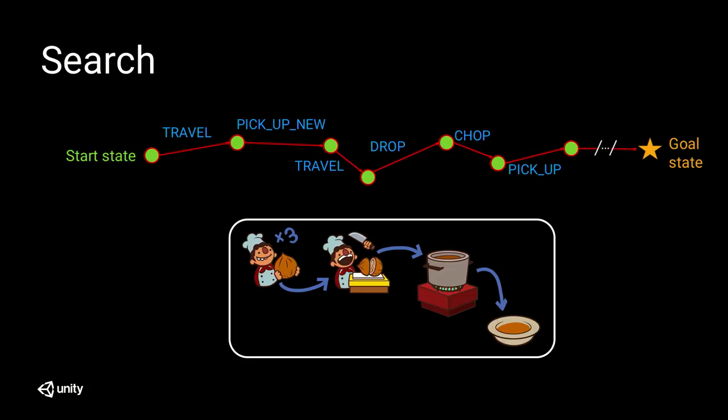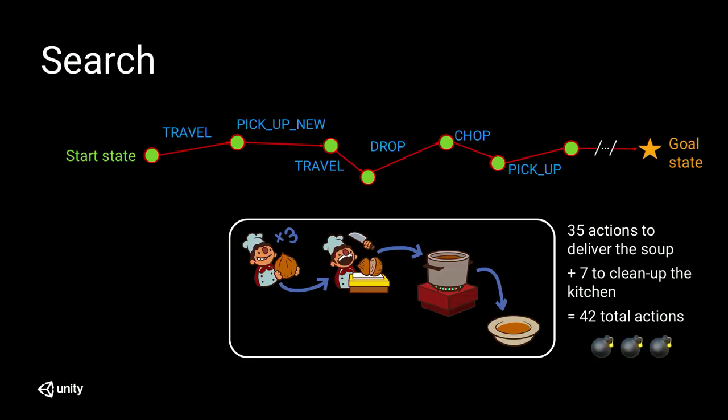And if you were to represent the game this way, you would end up with about 35 actions required to make soup and to deliver it. Beyond that, because you get a dirty plate in return and things may be at different locations, you'll need another 7 or so actions to clean up the kitchen, get things set up so that you can do the next round. This is 42 actions total.